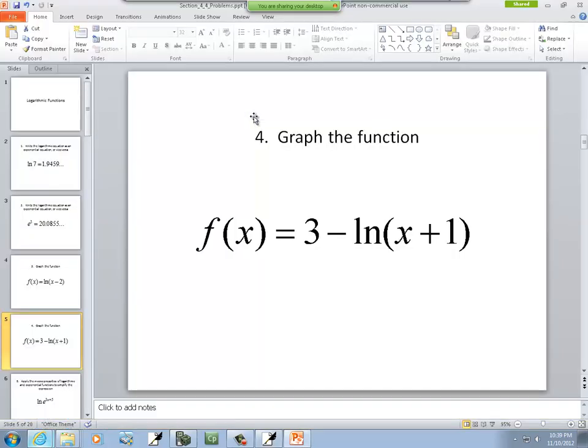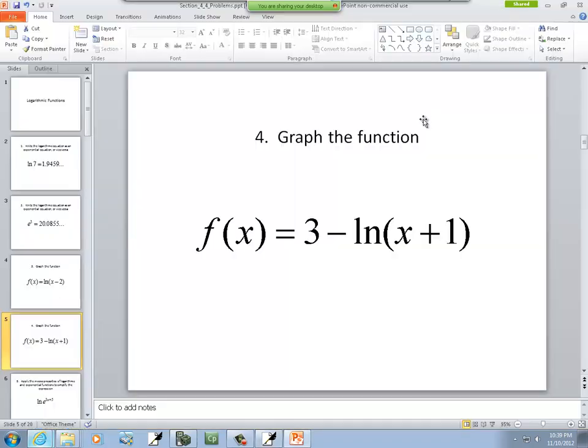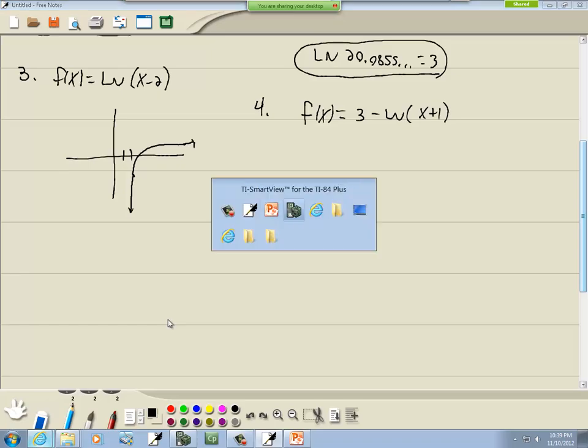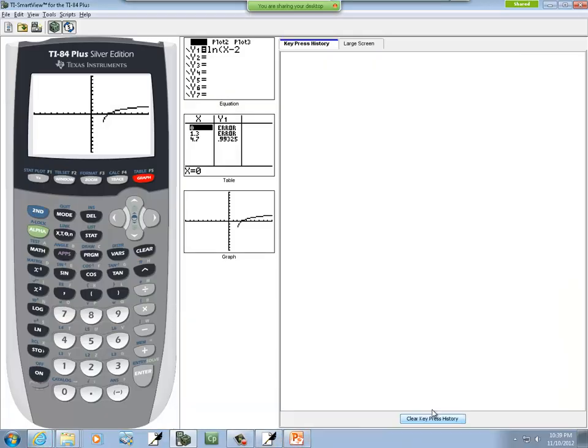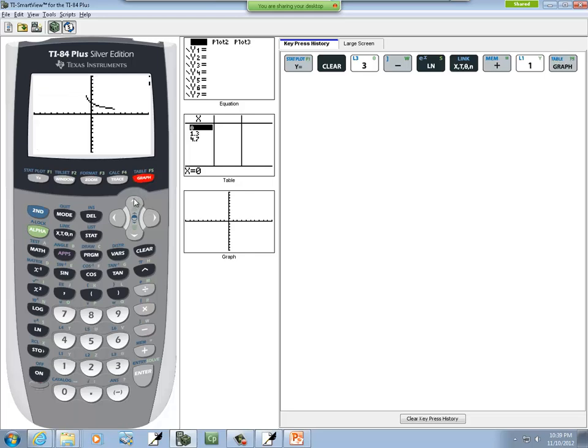Let's look at another graphing one. We have f of x is equal to 3 minus natural log of x plus 1. Well, press my y equals, press clear. I have 3 minus natural log of x plus 1. And you can put a closing parenthesis at the very end if you want, it doesn't care. And then press graph.